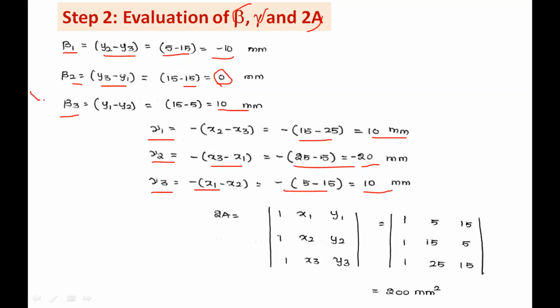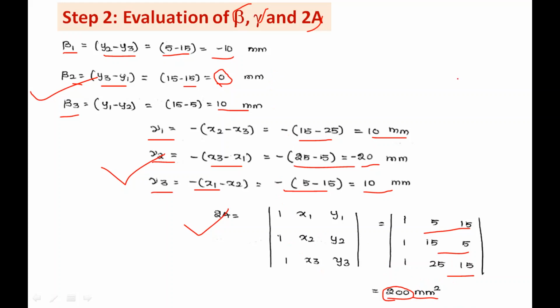After knowing the beta values and the gamma values, we are finding the 2A. So what is 2A? This is nothing but the determinant of the coordinate matrix. 1 x1 y1, 1 x2 y2, 1 x3 y3. Substitute the coordinates value and find the determinant. Open up this 3 by 3 matrix and find the determinant. The value will be 200 mm square, because it is an area of the triangular element, so mm square. 2A is 200 mm square.